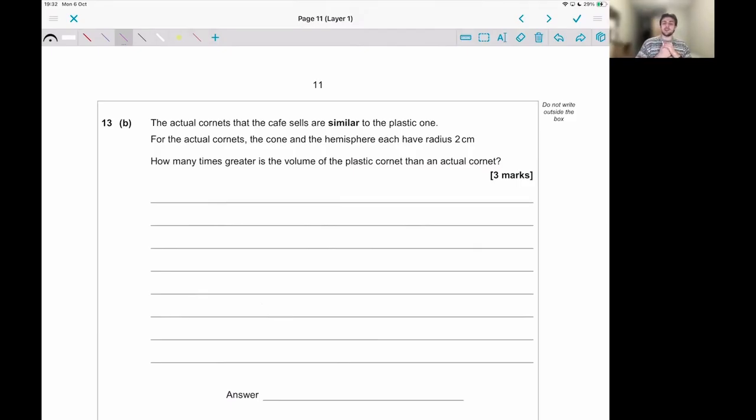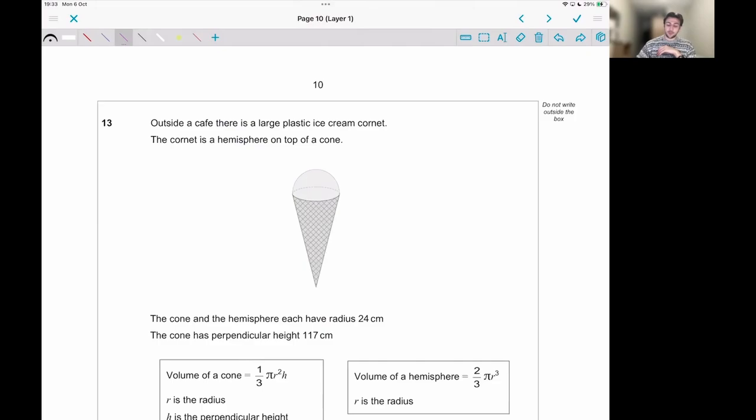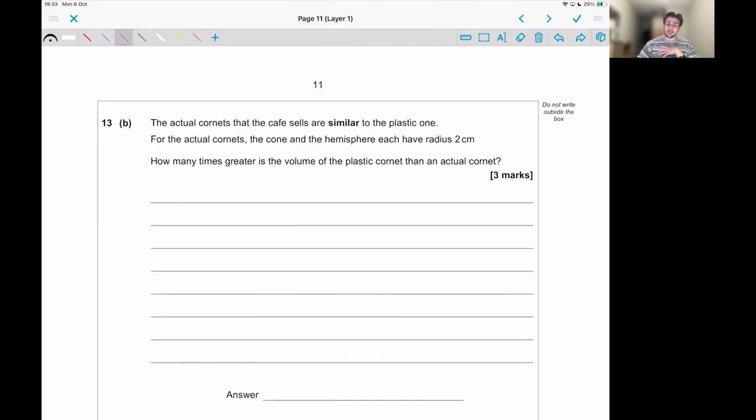Well, I'm going to assume it's smaller, seeing as we were told it's a large plastic cone outside and they're selling the smaller one. So we've got similar plastic cones, and these ones are much smaller. But they've got all the same proportions. So it's a hemisphere and it's a cone. The actual cornets for the ones they sell, the small ones, the cone and the hemisphere each have radius 2 centimeters. So before we were dealing with radius 24 centimeters, now we're dealing with radius 2 centimeters.